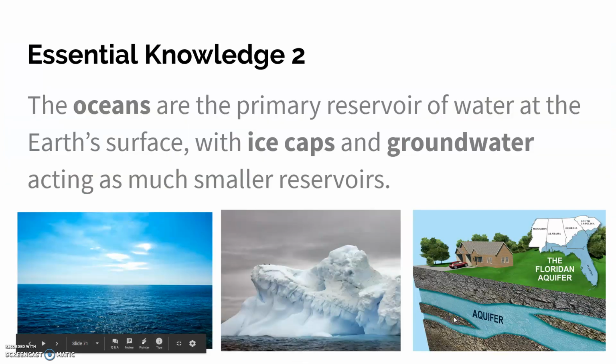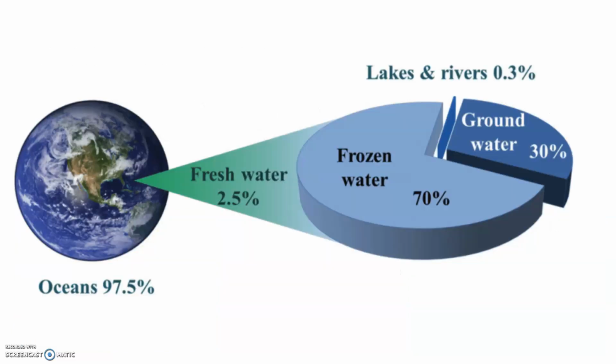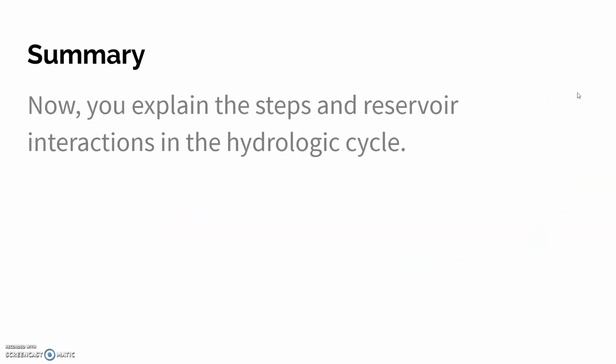So, moving on. The oceans are the primary reservoir of water, 97% of the Earth's water. And ice caps and groundwater are the largest reservoirs of fresh water. This shows a little bit better that most of the water is salt water. Only about 3% of that water is fresh water. Most of that is locked up in ice caps and should stay that way. I should just point that out. And then groundwater, and only just a tiny percent comes from lakes and rivers.